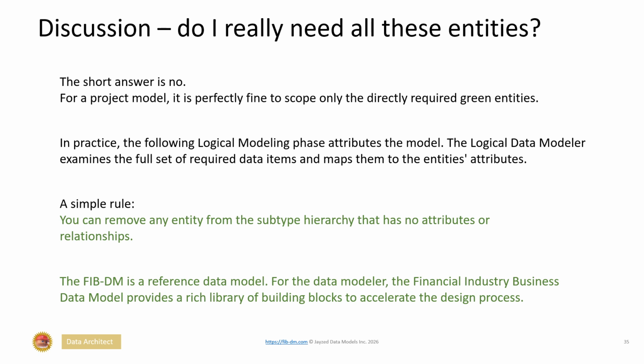And here's a simple rule. If after this mapping attribution, you have an entity that doesn't have attributes, you can remove it from the hierarchy and remove it from your project model. Now, remember, FIB-DM is a reference model. For the data modeler, it provides a rich library of building blocks to accelerate the design process, but it doesn't stipulate how you design your LDM, and much less how you denormalize in the PDM.